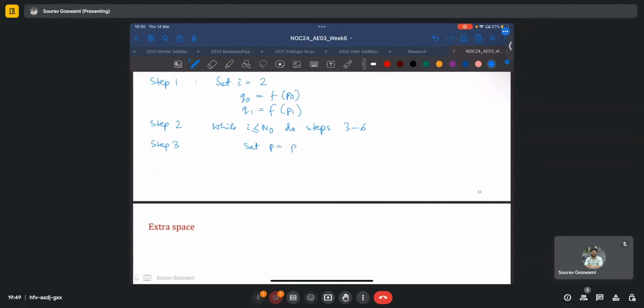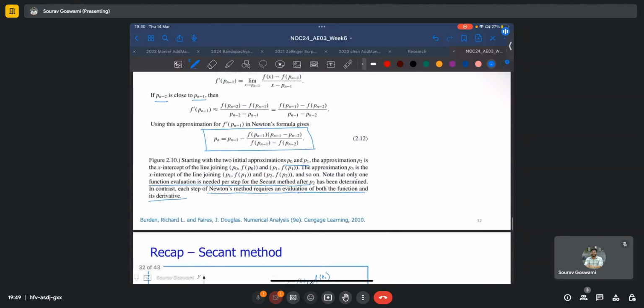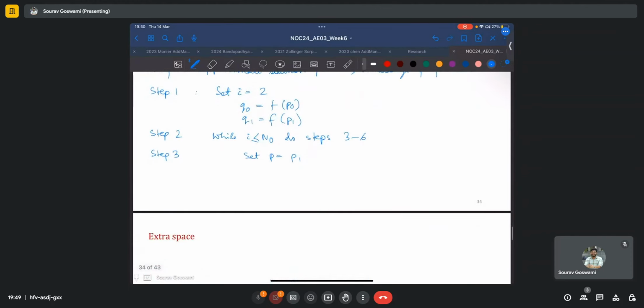Now this is simply this statement right here: P equals P1 minus Q1 times (P1 minus P0) by (Q1 minus Q0). If this P that we obtained is small enough, and the difference between this P and any P from the previous step is smaller than our prescribed tolerance, then we have reached our solution.